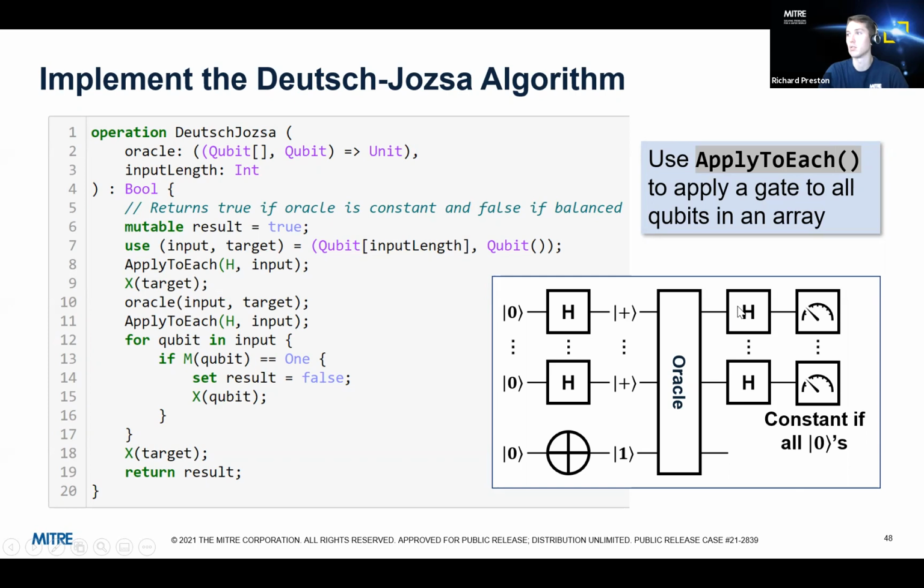And then we're doing the same thing, applying H to all the input qubits. But then what this is doing is looping through each qubit in the input register and measuring them. If any of them is a 1, then we know we are balanced, so we set the result to false. Otherwise, if they're all 0s, we aren't going to set the result to false, and when we return, we're going to get true. There are multiple ways to write this syntactically. This is just one way.